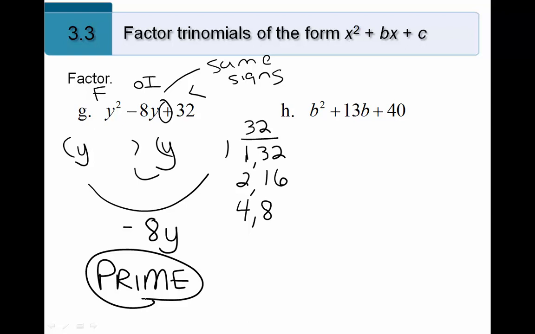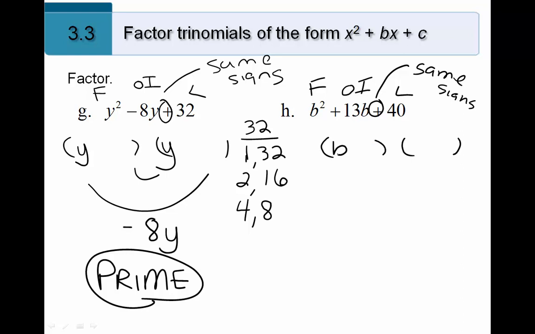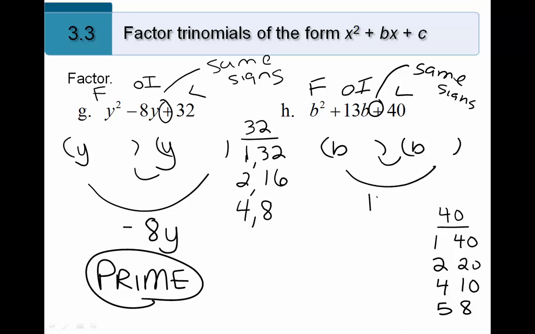And the final one before the U tries, so I'll stop after this one. Same signs. B times B is B squared. I'm looking at my factors of 40: 1 and 40, 2 and 20, 4 and 10, 5 and 8. So I'm looking for the two that will add up to my middle term 13. 5 and 8.